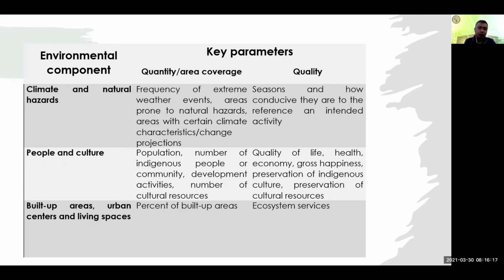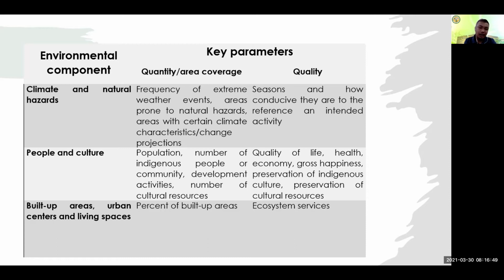Now, also part of the environment are the people and culture. The parameters for people and culture are your population, number of indigenous people or communities, development activities, and number of cultural resources. Now, if we are looking into the quality of people and culture, the parameters are, of course, the quality of life, health, economy, gross happiness, as well as preservation of indigenous culture and cultural resources.